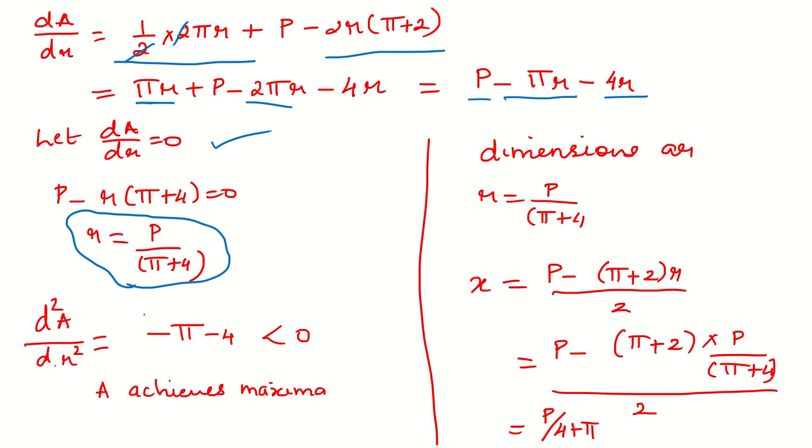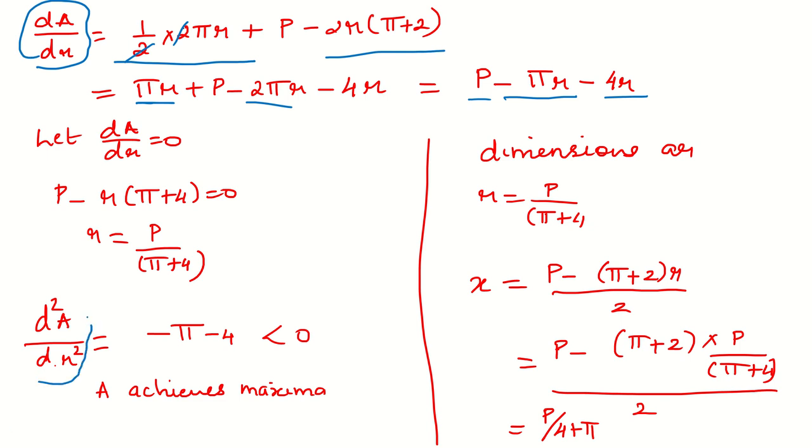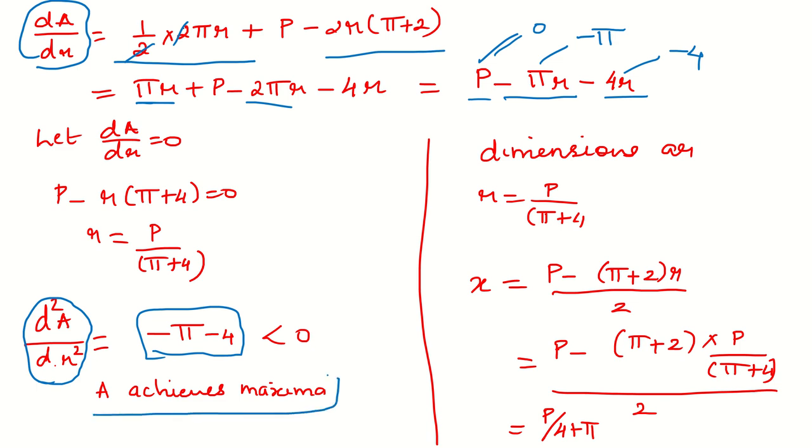Now to find whether it is maximum or minimum, I have differentiated dA by dr again, the double derivative. Okay, and I get the derivative of P is 0 because it's a constant. Derivative of minus pi r is minus pi. Okay, and derivative of minus 4r is minus 4. So minus pi minus 4 is a negative term. Totally, it's less than 0. So A achieves maximum. A here is our f of x.